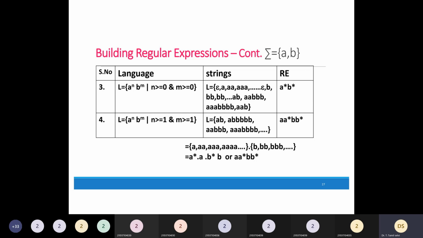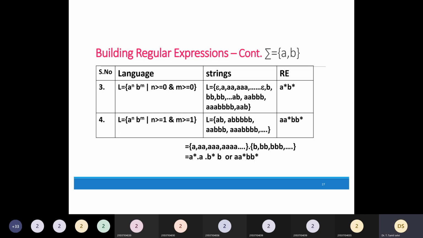First I am applying the value 1 for the string a power n. So a power 1 gives a single a, and then b power 0 gives epsilon. We know that the concatenation of any string with epsilon gives the same string as the output. Likewise you can apply the n and m values here. So finally you will be getting the regular expression a star b star, that is, a star dot b star.